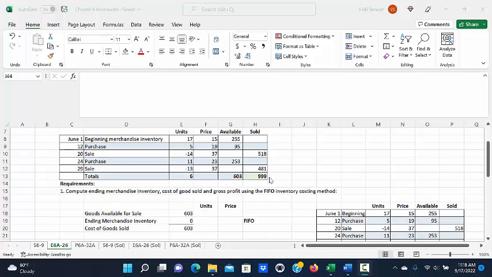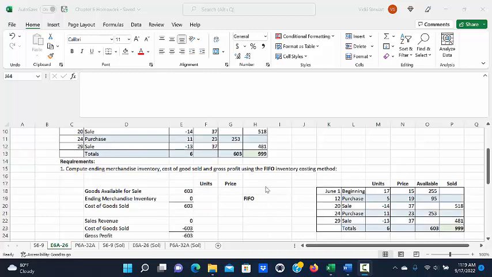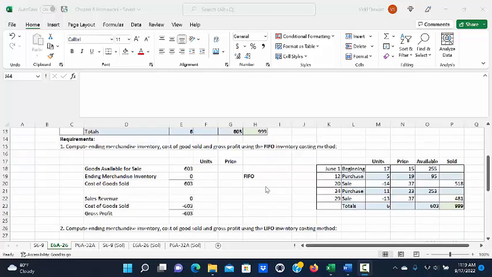So in the requirements it states to compute ending merchandise inventory, cost of goods sold, and gross profit using the FIFO inventory method. We know that FIFO stands for first in, first out. To determine cost of goods sold, we would first determine what our ending merchandise inventory would be under FIFO. We know that we had 6 units left at the end of the month.